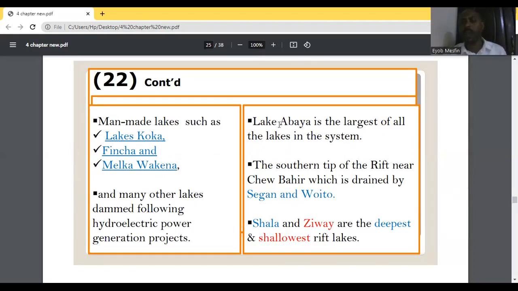Lake Abaya, as I told you, you must have a clear understanding of those concepts. The largest lake of the Rift Valley lakes.